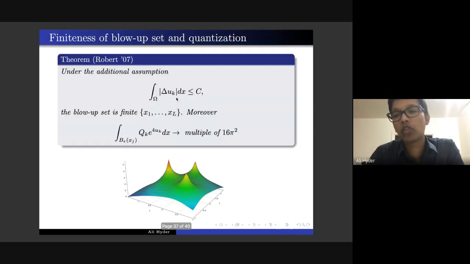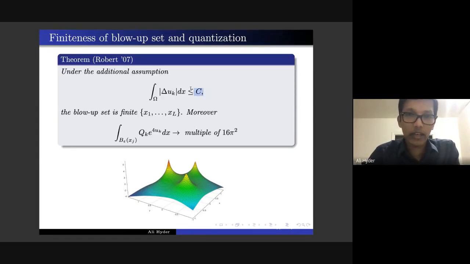Now, is there a way to recover the blow up analysis of dimension 2 in the higher dimension case? For that, you need to assume that the integral of Laplacian u_k is uniformly bounded. Under this extra assumption, the blow up set would be finite, and the picture is exactly like dimension 2. Around these peaks, the total integral of the right hand side in a small ball would be a multiple of 16 pi squared. As before, again, these peaks can collapse at one point, and then you get a multiple of 16 pi squared.